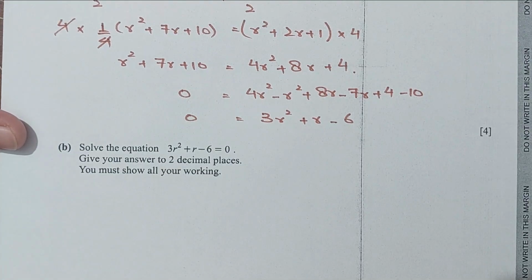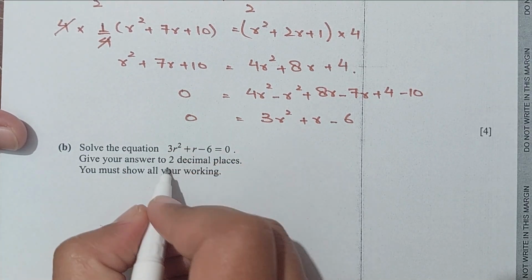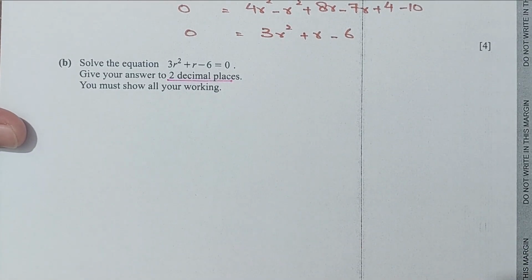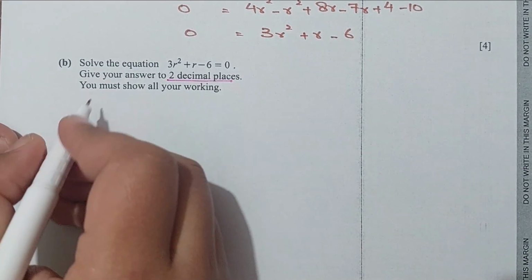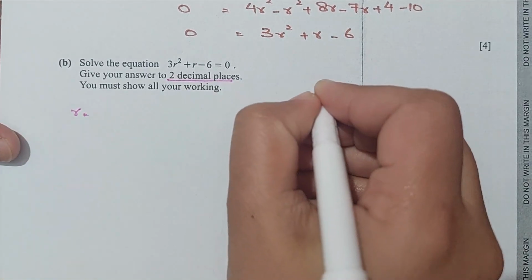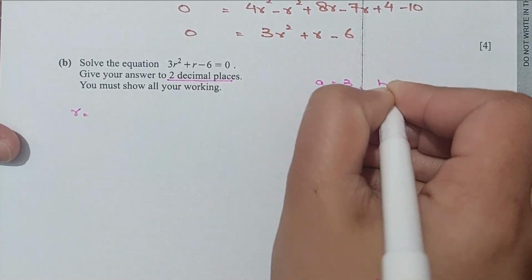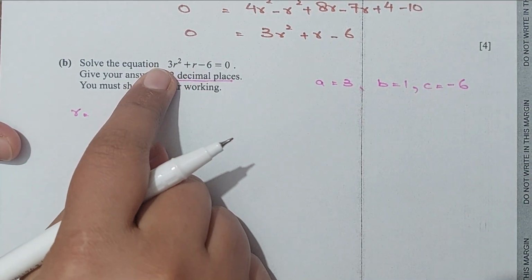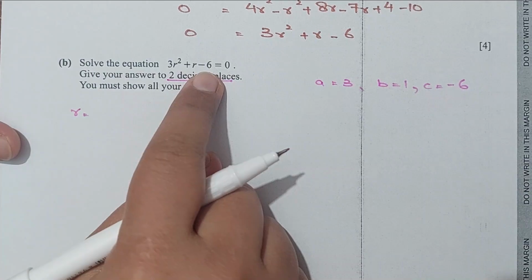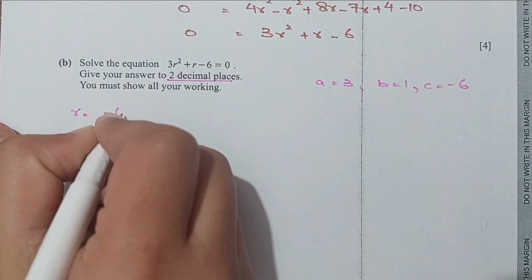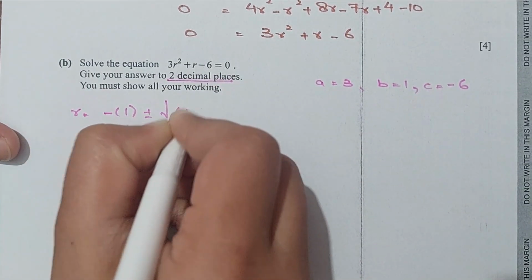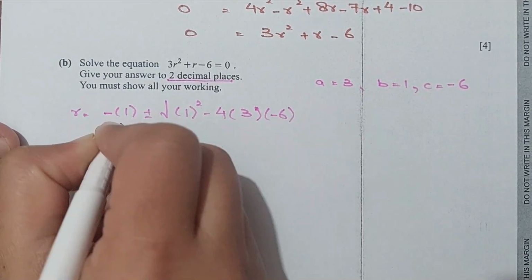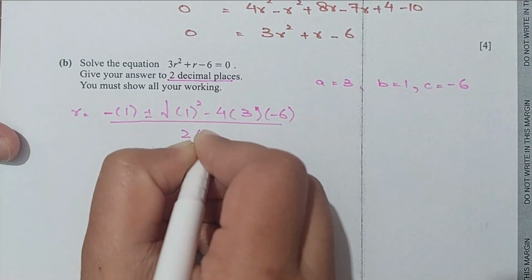Now for part B, solve the equation. Give your answer to 2 decimal places. You must show all your working. Let me apply the quadratic formula over here. So r equals, a value is 3, b value is 1, and the c value is negative 6. A is the coefficient of r square, b is the coefficient of r, and c is the constant term. r equals negative b plus or minus square root of b square minus 4 times the a value times the c value, divided by 2 times the a value.